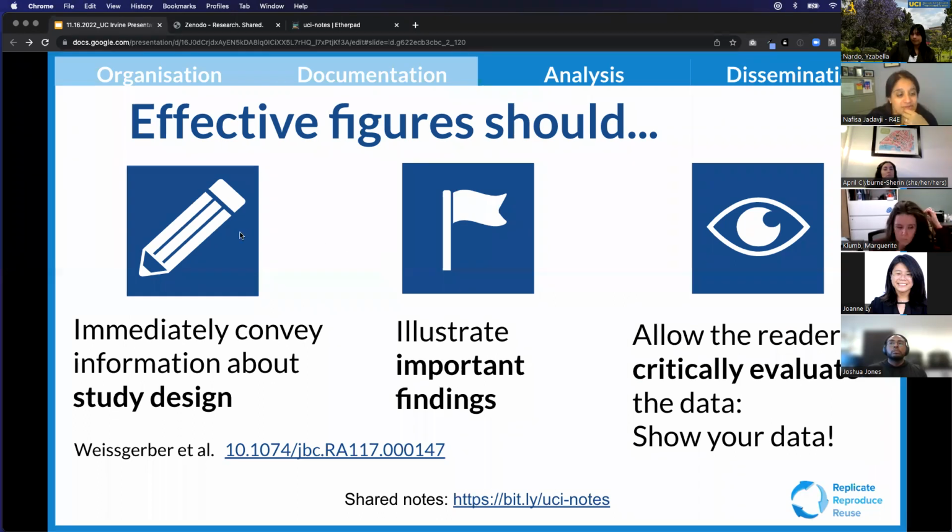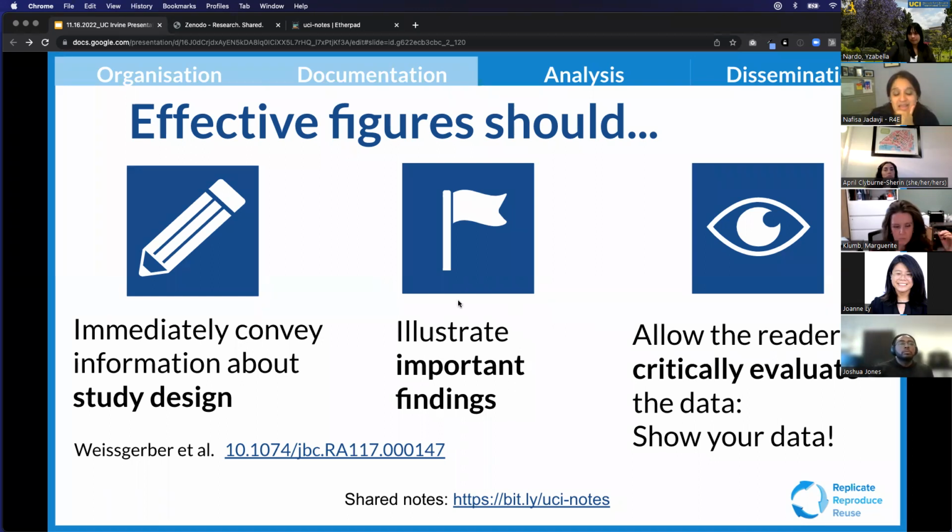And there's a reference here to a paper by Tracy Weissgerber that I always point my students to read. And I would also point that out to you guys as well. It's a great paper, and we're going to go through different parts of the paper in terms of thinking about your data and how to visualize it.